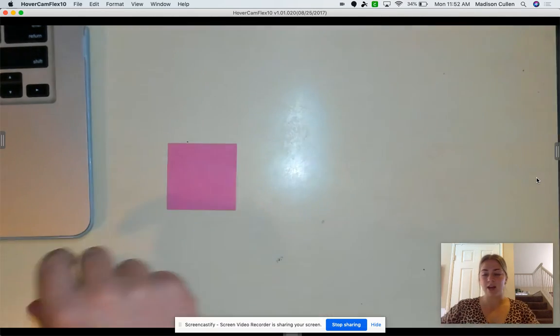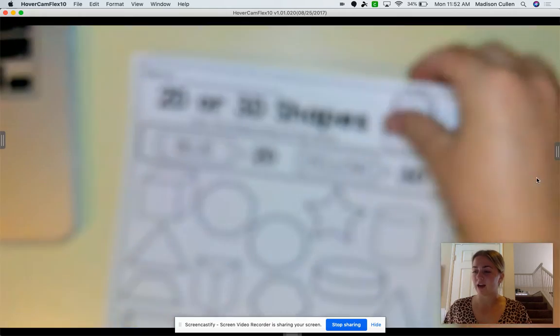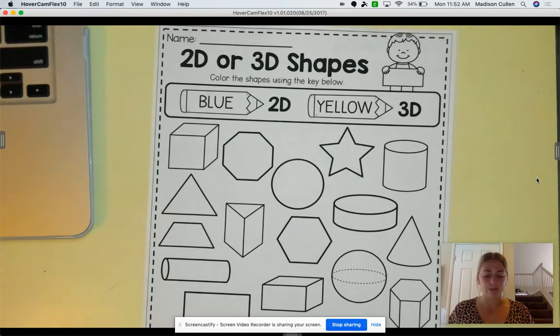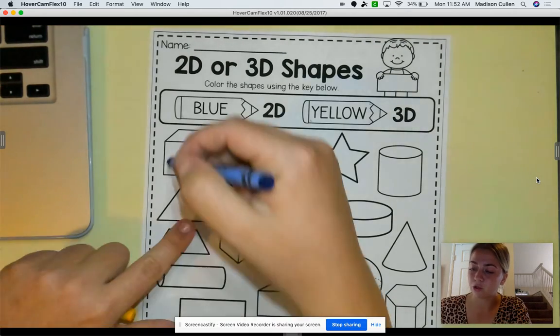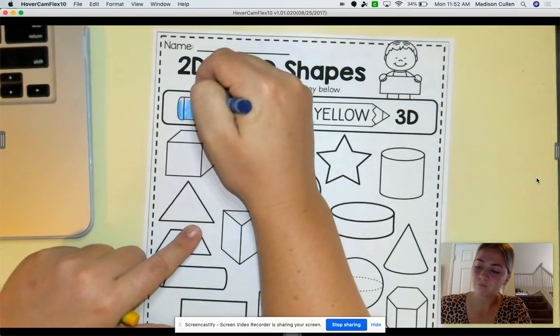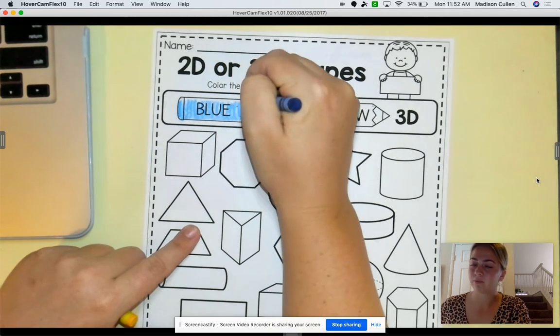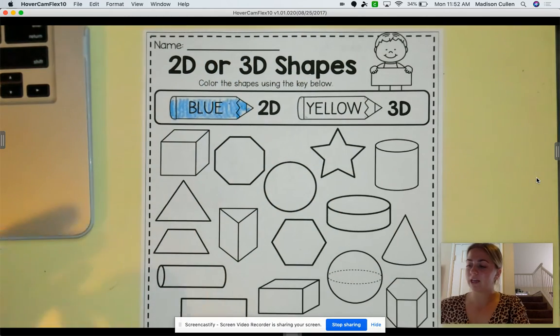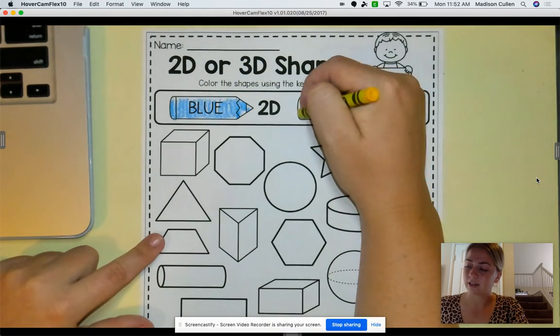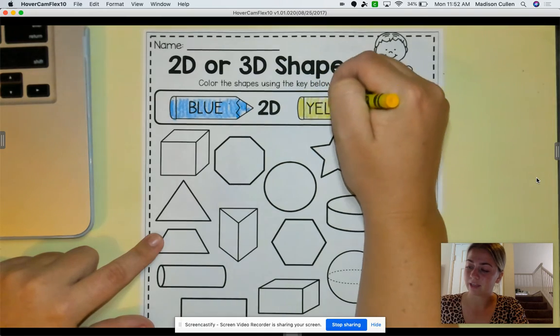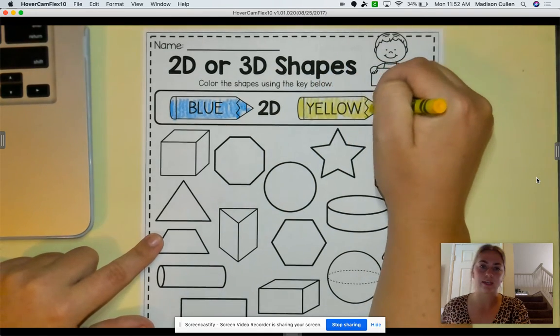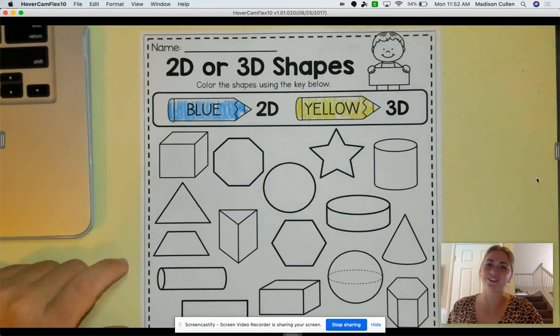Okay, so now we are going to be looking at our 2D or 3D shapes. So you need a blue crayon to color in the 2D shapes, and you need a yellow crayon to color in the 3D shapes like the cubes. And we'll work through this together because I know that it's new and it's a little bit tricky.